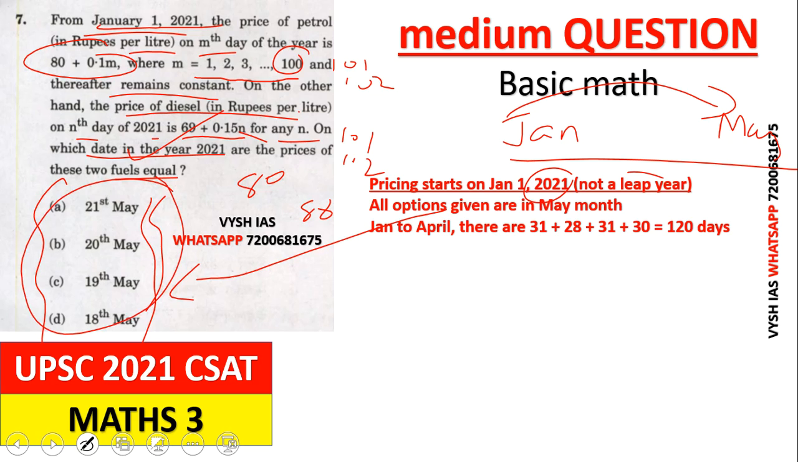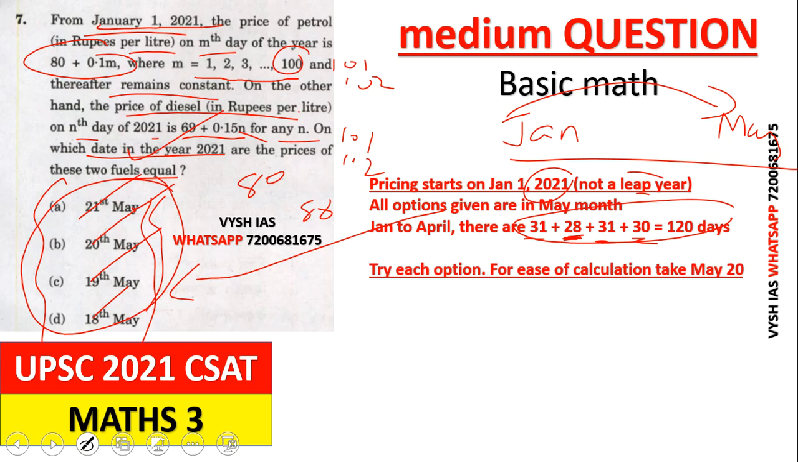Because 21 is not a leap year, February has 28 days. So 31 days in January, 28 days in February, 31 days in March, 30 days in April, total 120 days till April. After that, we have to calculate for any of these options. Either add 21 days, or 20 days, or 19 days, or 18 days. One of them should be our answer, right?